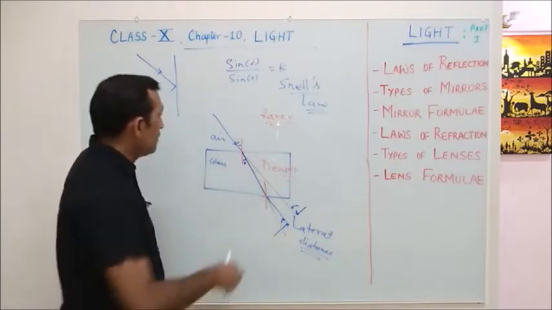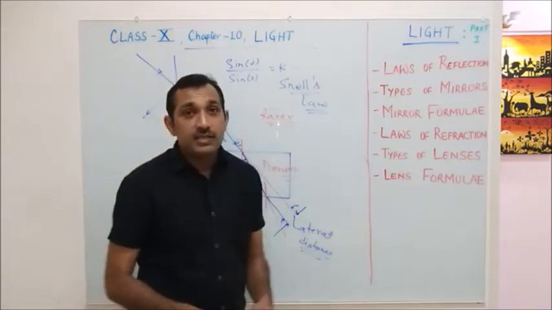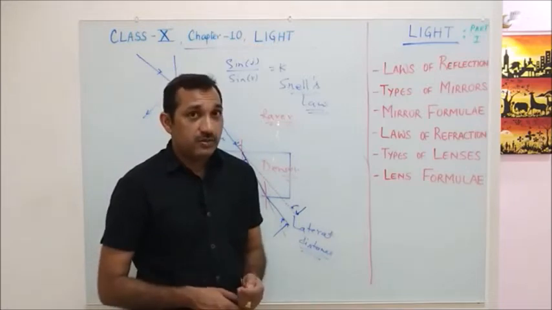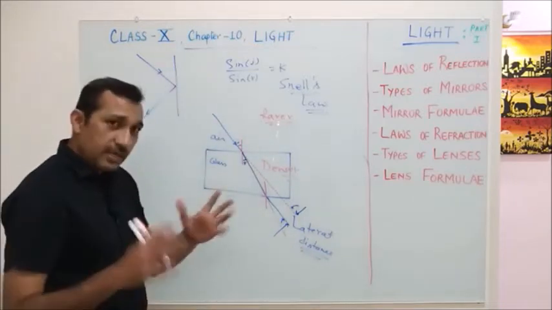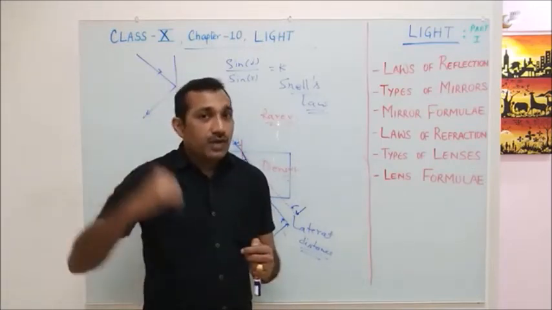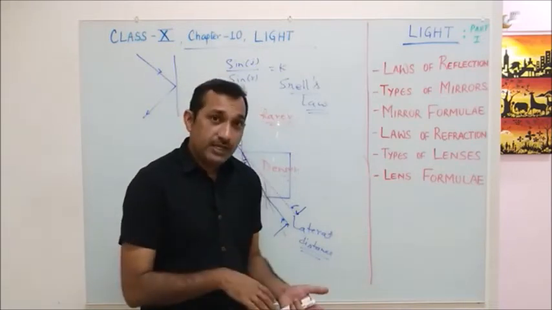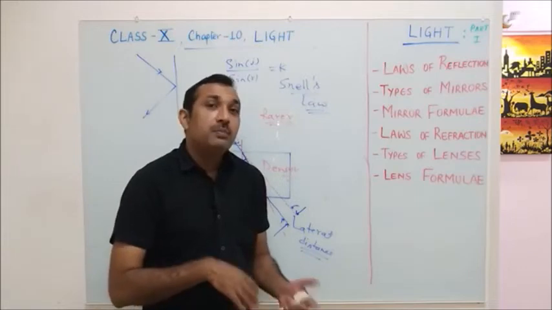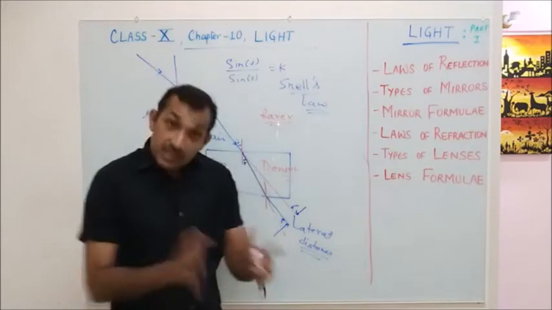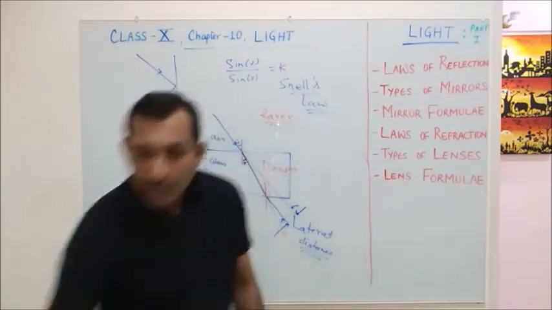We understood the concept of what is happening with refraction, but in case there is a question in the exam, what is refraction? In simple words, when light enters from one medium to another medium of different densities, it bends towards the normal or away from the normal. This bending of the light is called refraction, right?